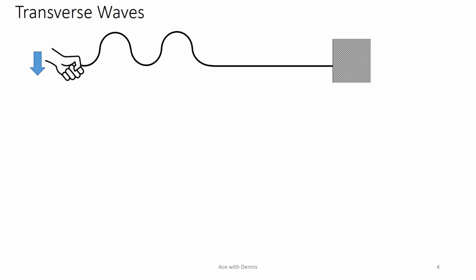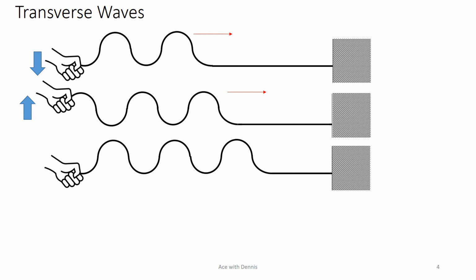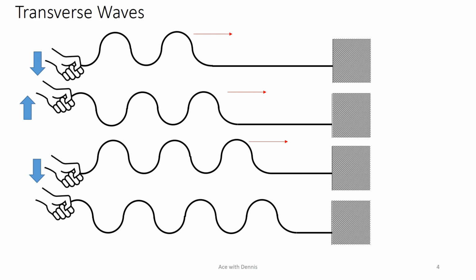You continue to move your hand down and up, and you see that you are producing a series of transverse waves. The movement of your hand up and down shows the movement of particles, which is perpendicular to the direction of motion of the wave, which is traveling from the left to the right.